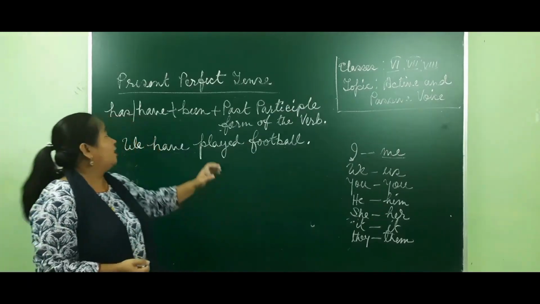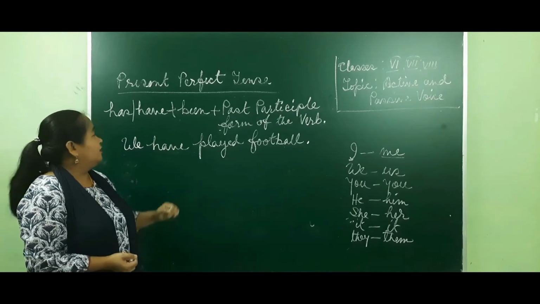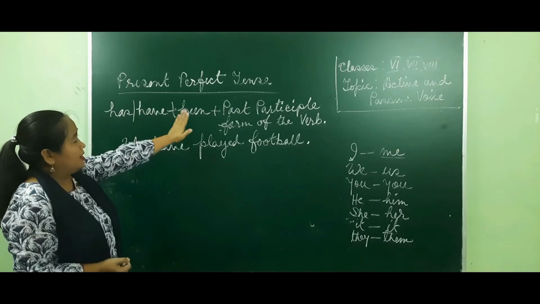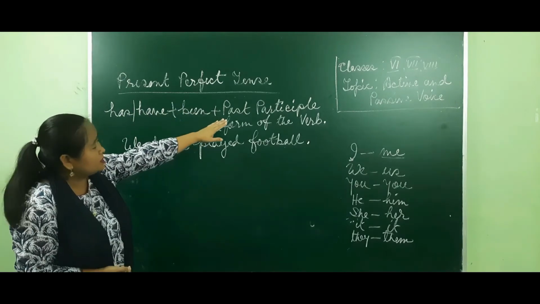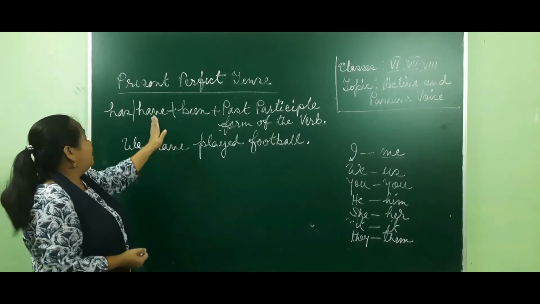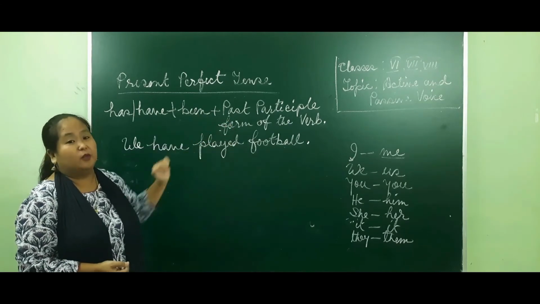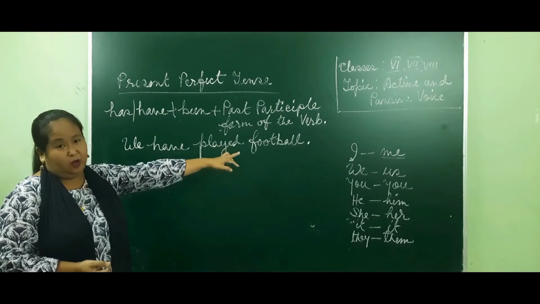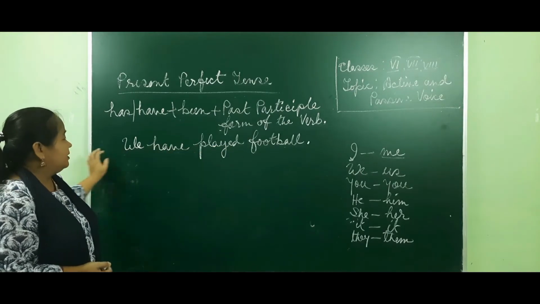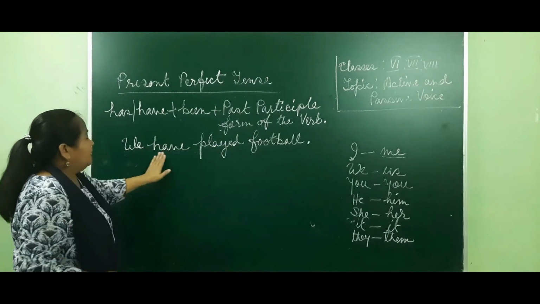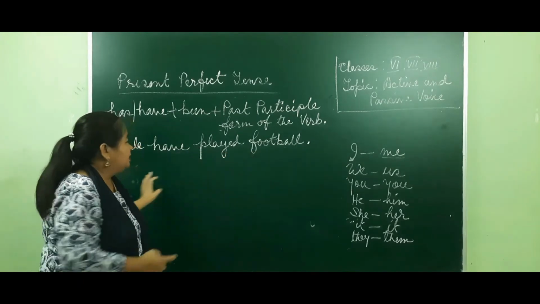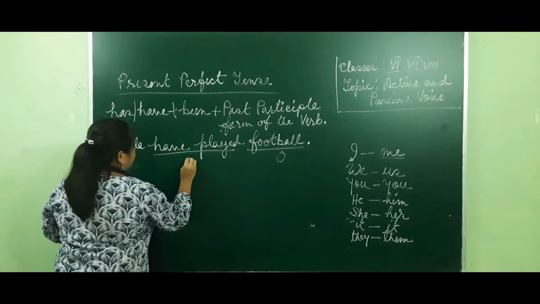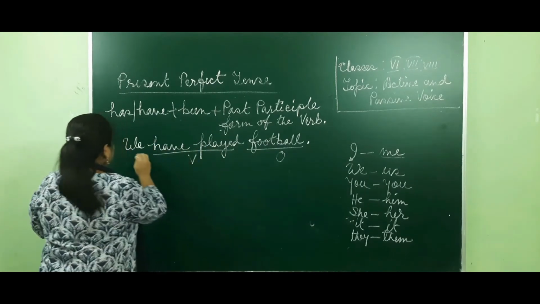So now let us learn about present perfect tense. The verb we use for present perfect tense is has been plus the past participle form of the verb, or have been plus the past participle form of the verb. Here is the sentence: we have played football. This is present perfect tense. We have played what? Football. So football is an object. Have played is a verb.